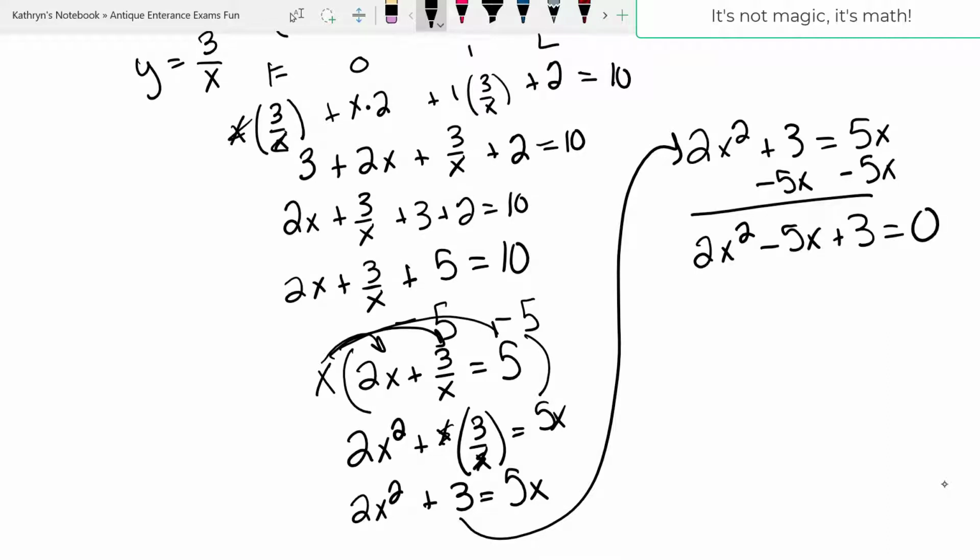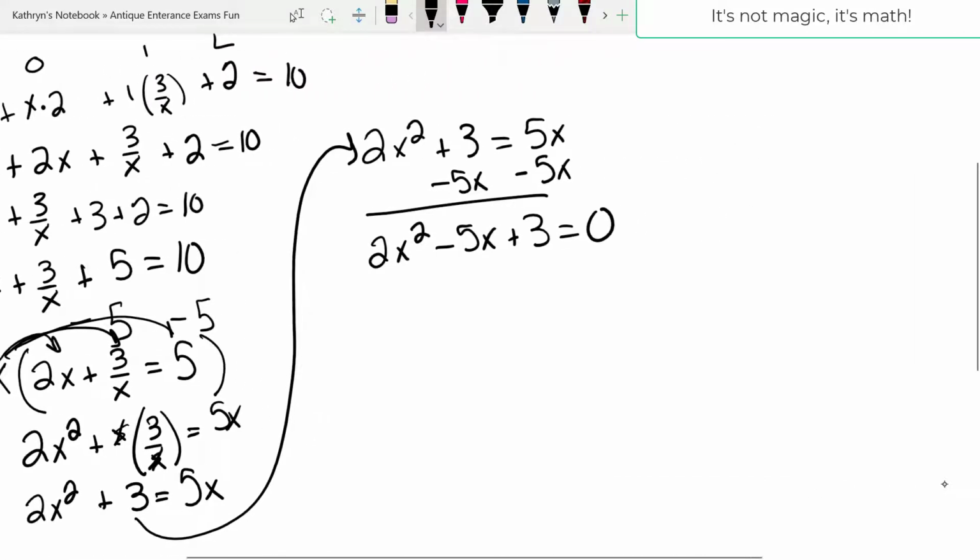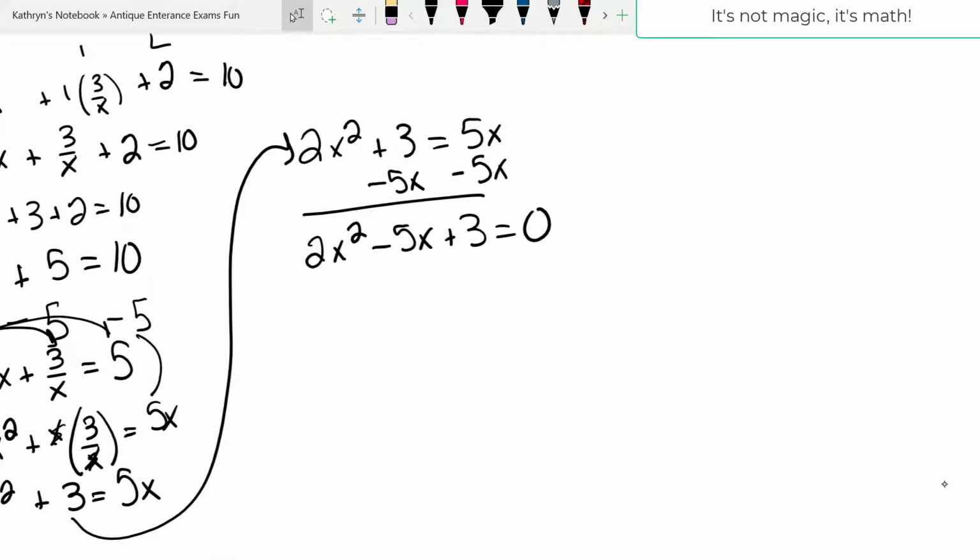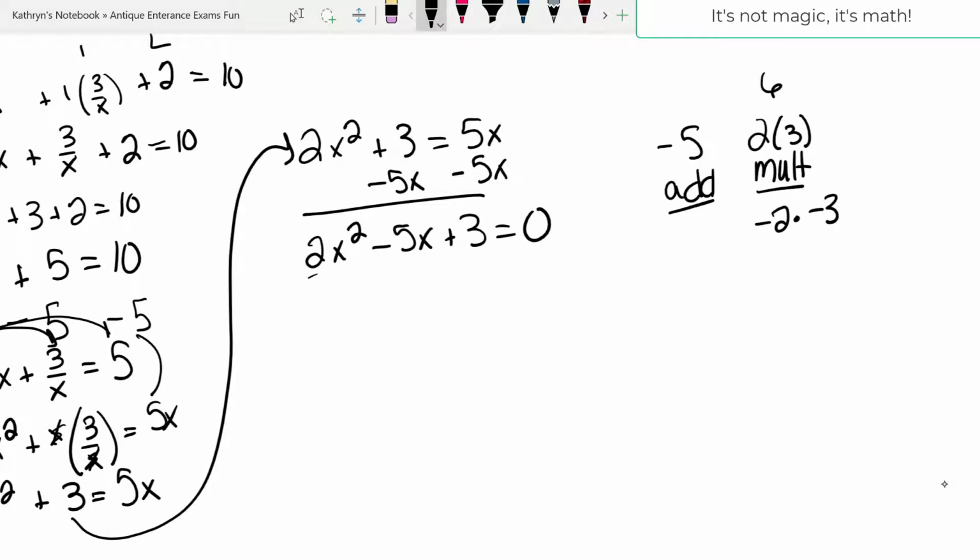Oh my gosh, we are going to try to factor this. It's actually going to be the grouping method because I have a number here other than 1. Sometimes the grouping method is called the AC method, but we need to think of numbers that multiply to 2 times 3, which is 6, but also add to negative 5. Well, we kind of have it here. Negative 2 times negative 3 is positive 6. Negative 2 plus negative 3 is negative 5.